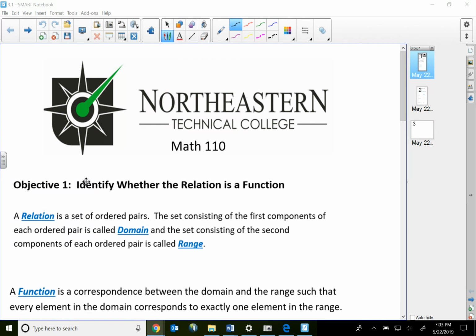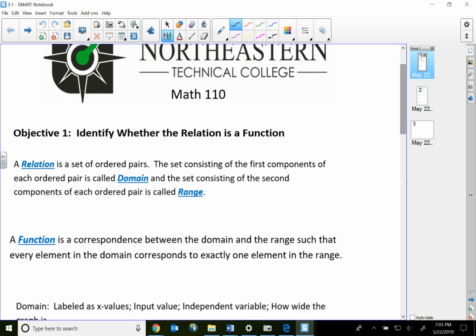In this lecture video, let's talk about how to identify whether a relation is a function. So let's begin with the definition of the word relation. A relation is simply a set of ordered pairs. The set consisting of the first components of each ordered pair is called the domain, and the set consisting of the second components of each ordered pair is called the range.